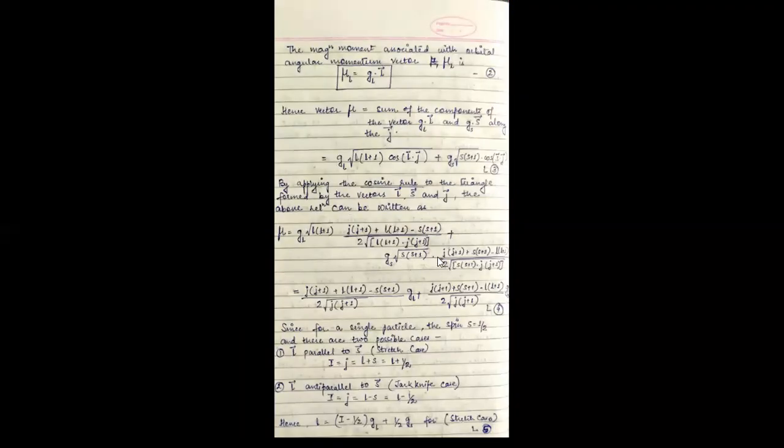And by applying the cosine rule to the triangle formed by the vectors L, S and J, the above relation can be written as mu is equal to GL into under root L into L plus 1, J into J plus 1 plus L into L plus 1 minus S into S plus 1, upon under root 2 into under root L into L plus 1, dot J into J plus 1, plus GS under root S into S plus 1, dot J into J plus 1 plus S into S plus 1 minus L into L plus 1, GS upon 2 into under root J into J plus 1. Solving further, we get equation 4.